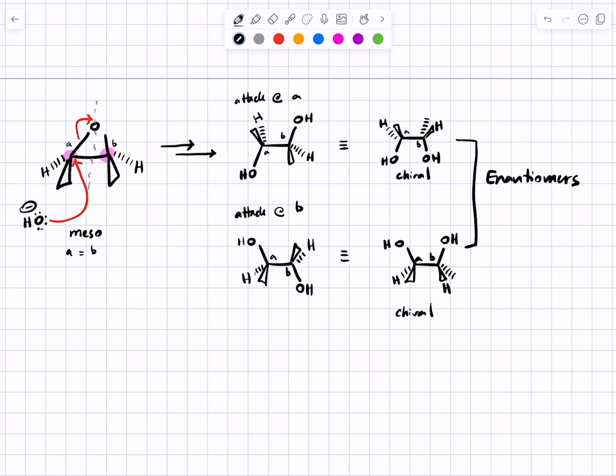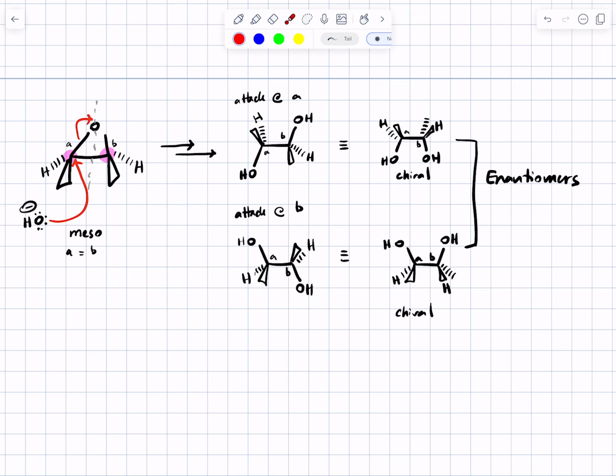Now, a key skill here is not only being able to think forwards, as we have done, starting with the meso-epoxide, following the stereochemical outcome of the SN2 reaction out until we get to this product, but also an important skill would be, if you were given the stereochemistry of the product, to be able to say what the starting material must have been. Okay? So we'll do that in just a second.